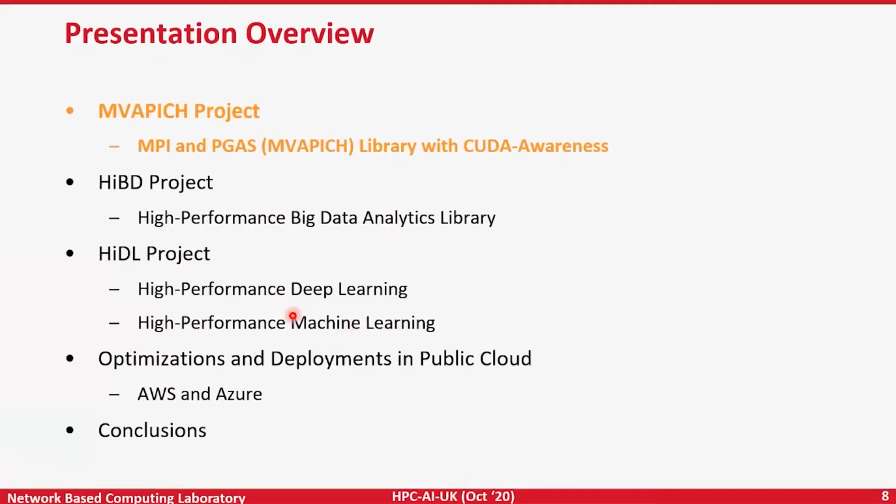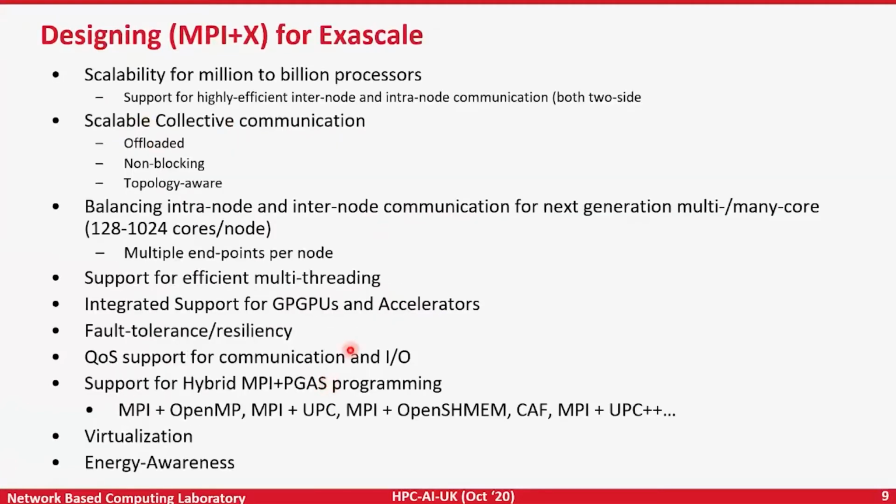And then I'll also try to provide some overview. Gradually, we are trying to deploy our software stacks on AWS and Azure. We just started a collaboration with Oracle Cloud also. And I'll show you some numbers. So let's start purely from the HPC side. As many of you know, MPI has been the de facto standard for many years.